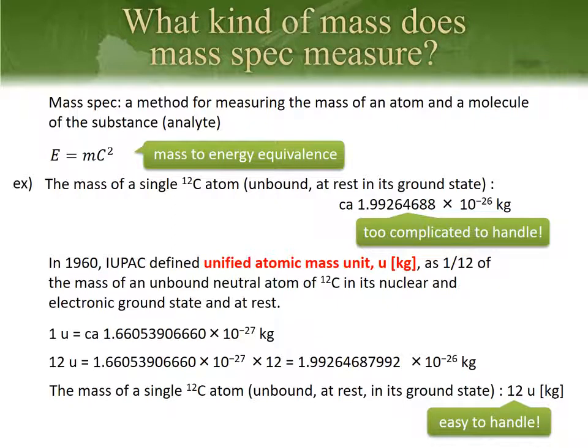So in 1960, IUPAC defined the Unified Atomic Mass Unit, u, as 1/12 of the mass of an unbound neutral atom of carbon-12, in its nuclear and electronic ground state and at rest. 1 u is equal to about 1.66 times 10 to the minus 27th kilograms. By using this u, we can handle the mass of carbon as 12 u. It is very easy to handle. So, in mass spec, the mass of every analyte is given by using the Unified Atomic Mass Unit, u. We should put emphasis on the unit of u as kilograms.